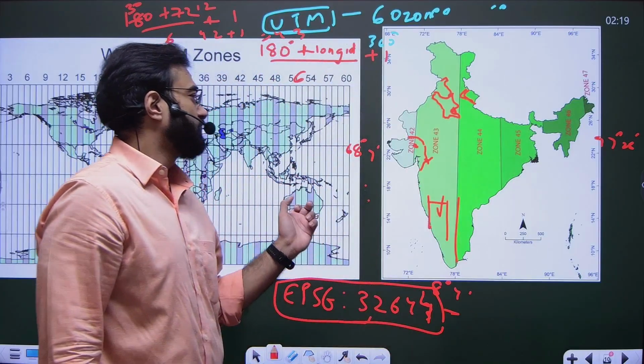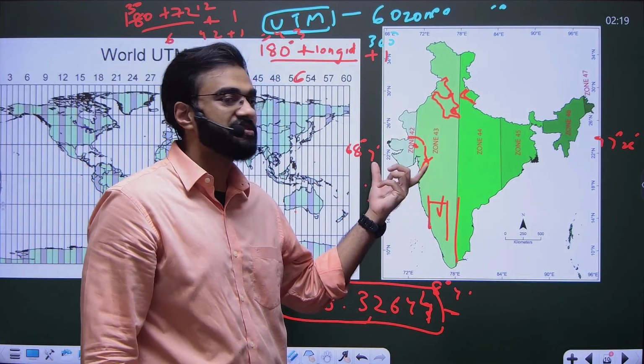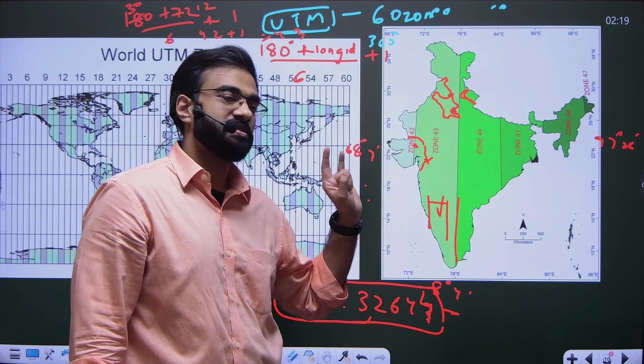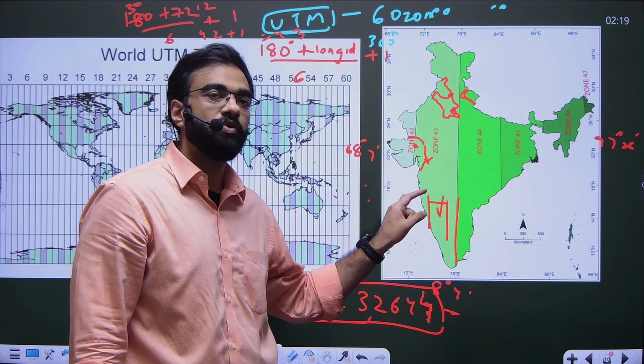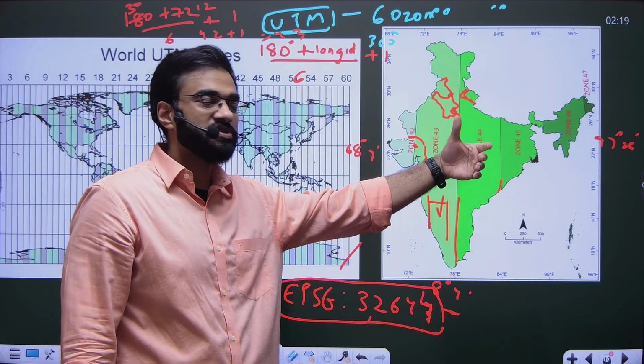Fine. Today's lecture, I know, would have been challenging, but interesting as well. If you know these basics, then when you work on geospatial analysis in QGIS or any software, it becomes a lot of fun.